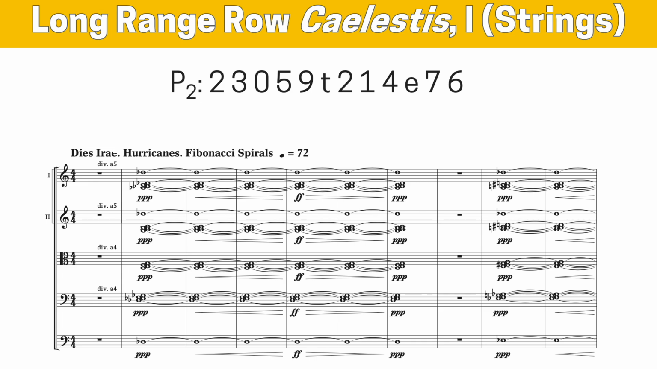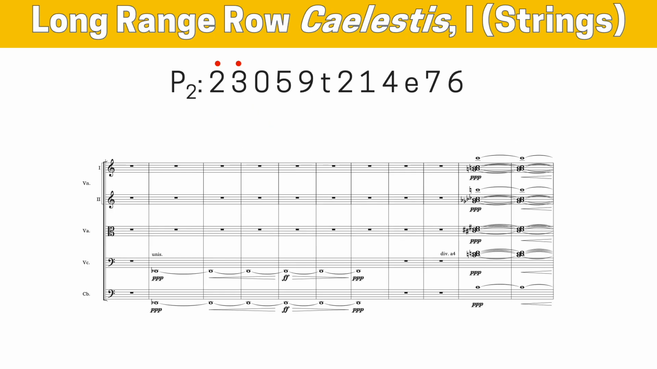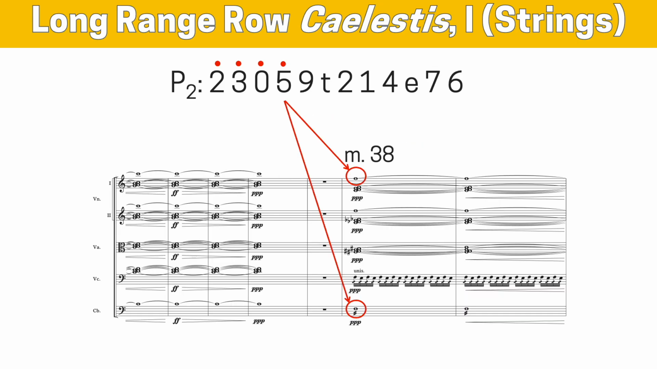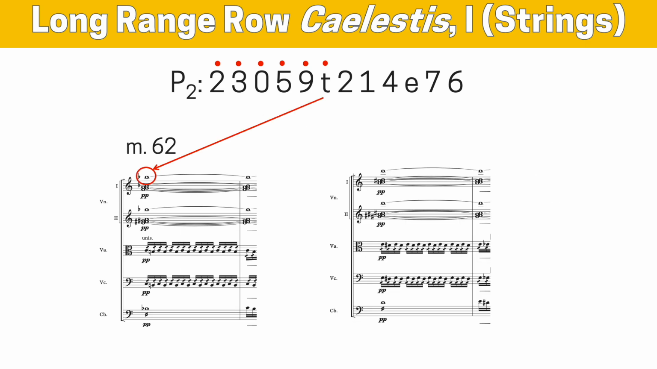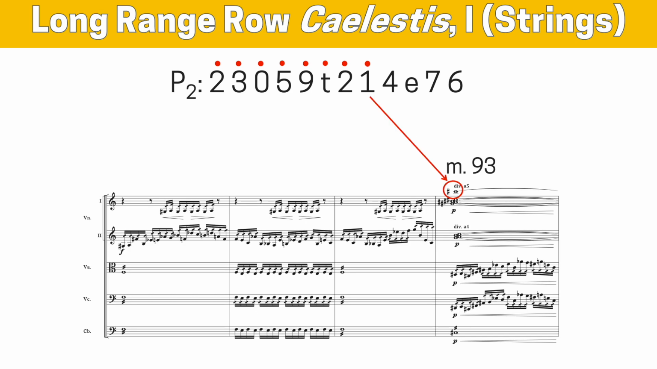Aside from the opening pitch D, embedded within a dense cluster chord in measure 2, the remaining pitches of P2 are clearly articulated in succession. In measure 9, we arrive at E flat, followed by C in measure 31, F in measure 38, A in measure 52, B flat and D in measures 62 and 70 respectively, C sharp in measure 93.